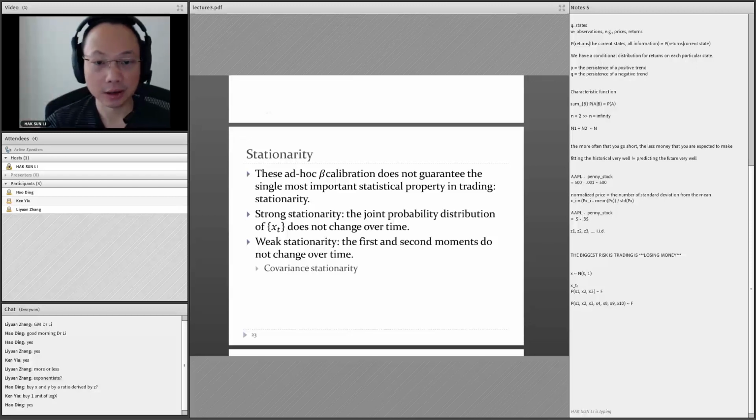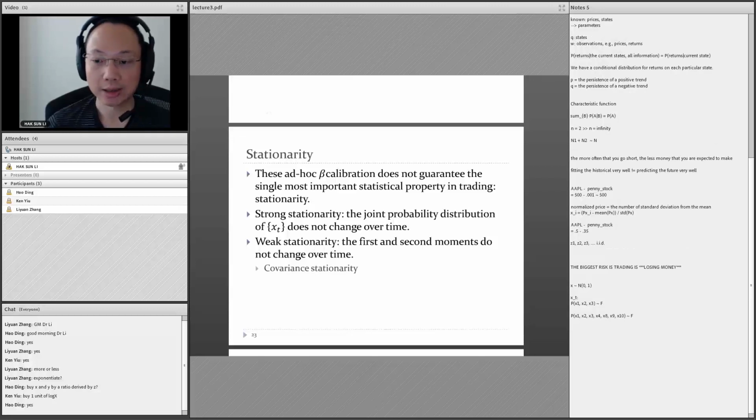So this is strong stationarity. It's basically the joint distribution of any finite number of observations does not change over time. But this definition is very difficult to use. It's not practical, right? Because it's very difficult to check for all the possible combinations of observations, let alone the joint distributions of them. So we usually don't use this definition because it's too complicated. It's only of theoretical interest.